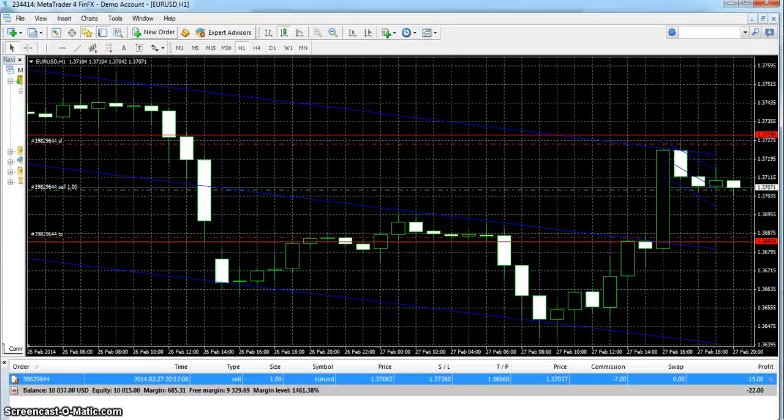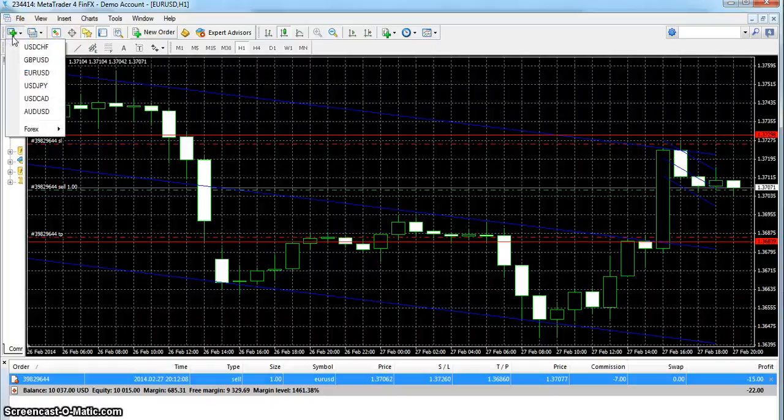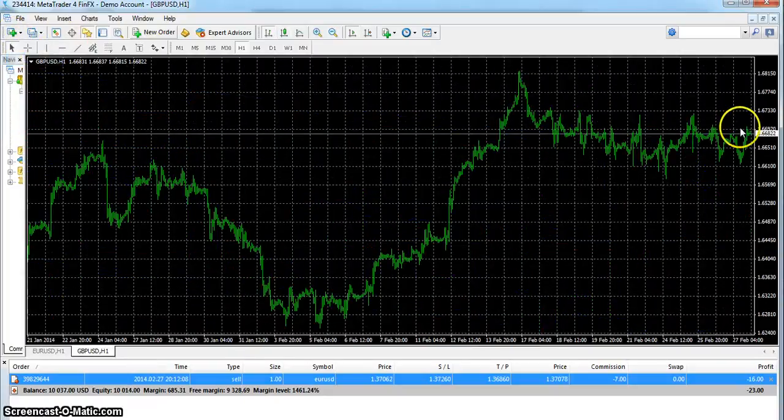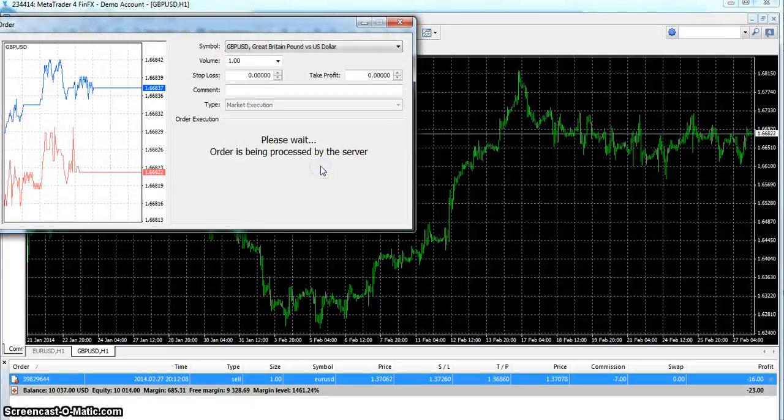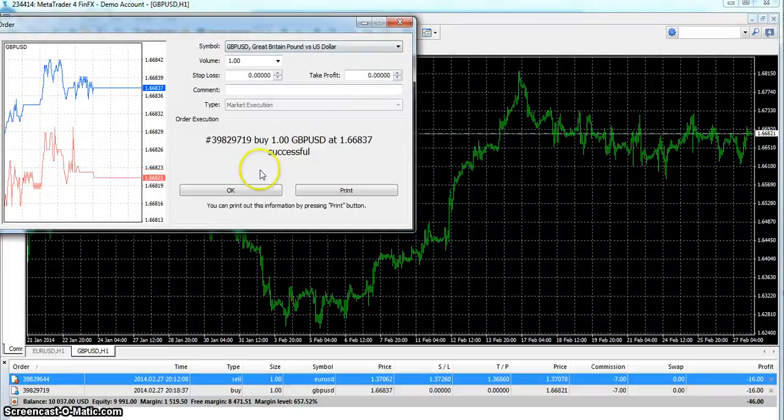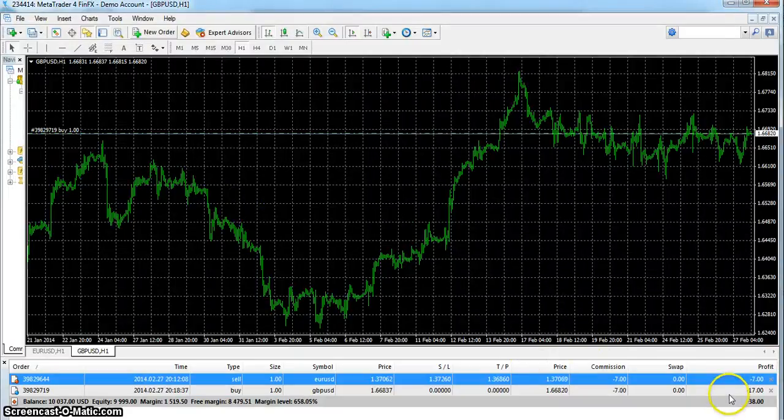Okay, so for example, if we're in our sell trade and it for whatever reason is going up, up, up, up, we are quickly losing profit. Well, then we'd want to have our Great Britain pound US dollar open and we'd quickly put in a new order and buy. Okay, so now you can see that would help minimize our loss, because as the market goes up and we are losing profit on one trade, we will be gaining profit on the other. Those two will equal out.